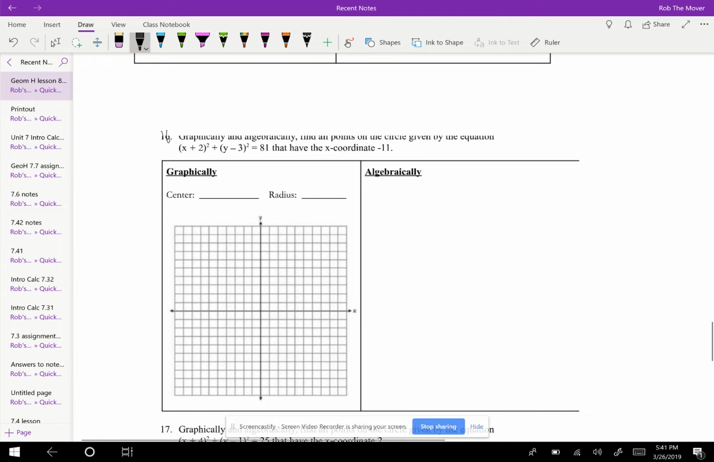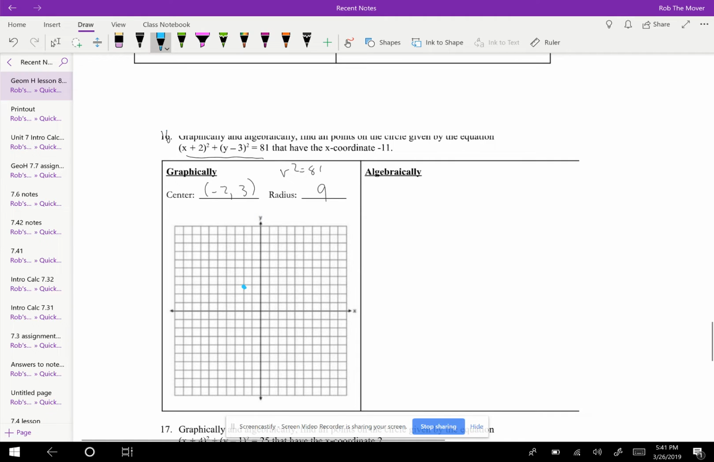Okay, so we're going to look at this circle here, and you know by what we did in class that the center of this thing is -2 for x and 3 for y. The radius squared is 81, so the radius is 9. And I can go ahead and do a rough graph of this circle. Center -2, 3, and a radius of 9.